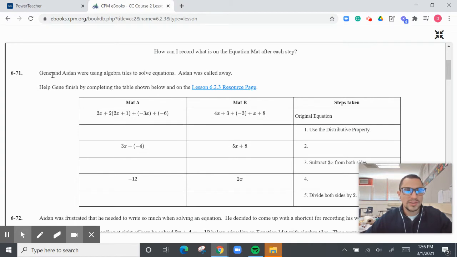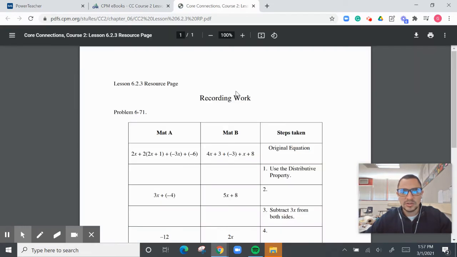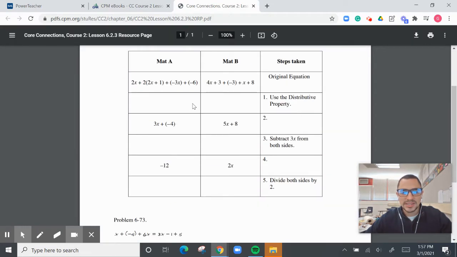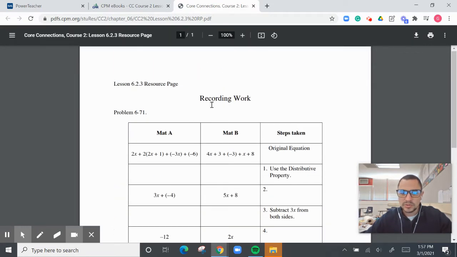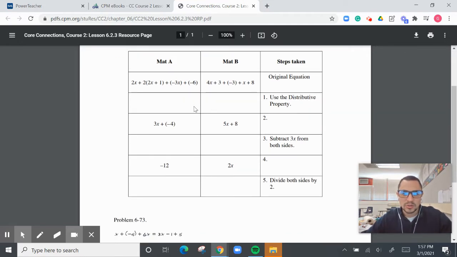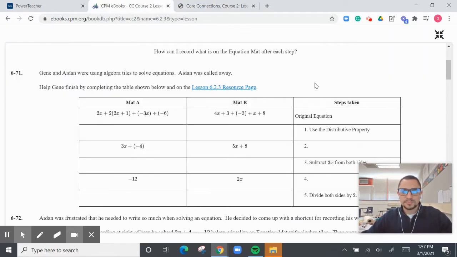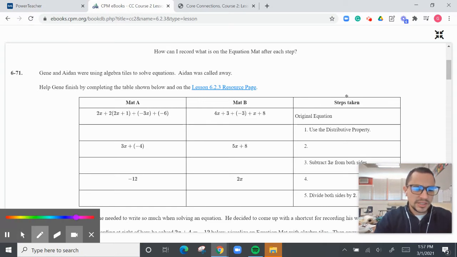So here we have Gene and Aiden. They were using algebra tiles to solve an equation. Aiden was called away. Help Gene finish by completing the table below. And you can also click on this little thing here. I'm going to put this in our altitude card as well, and go ahead and just start working on this as such.